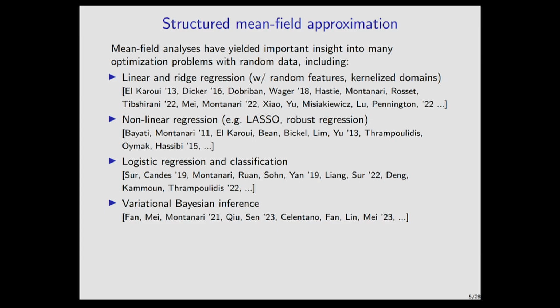Partly because it represents a sort of structured regime of mean field theory. In the last 10 or so years in statistical inference and high-dimensional statistics, these kinds of asymptotic mean field analyses have yielded important insight into a lot of problems. I think this audience might be most familiar with the first class of these problems, which are problems of linear or ridge regression. Recently, they've attracted a lot of interest in terms of random features models or in kernelized domains because of connections to neural networks.